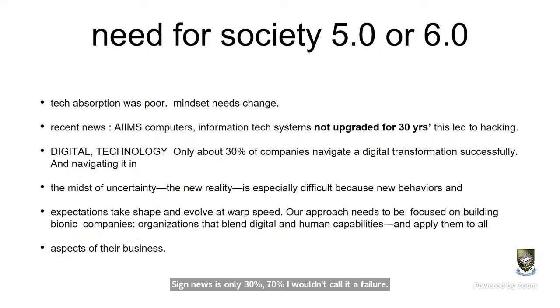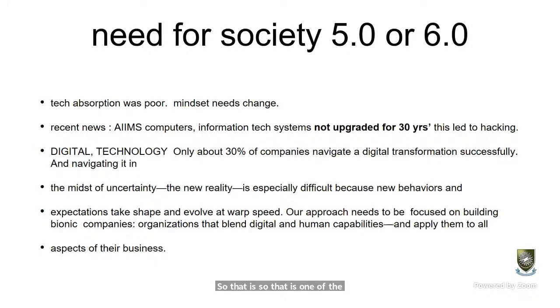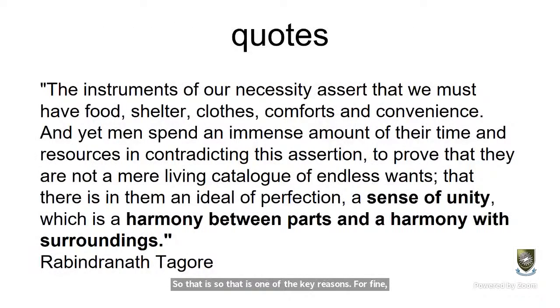The question is that we did not understand digital and human capabilities, how to match them, and how to take care of human needs. So that is one of the key reasons for Society 5, because organizations are spending a lot of money on that.